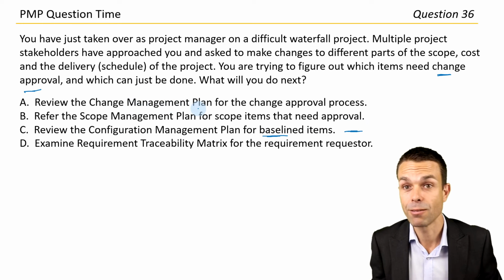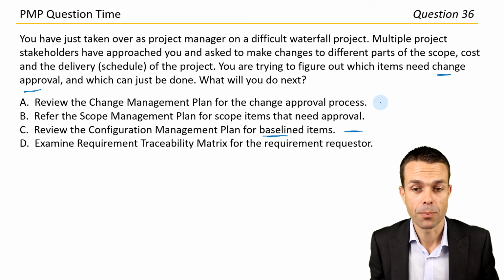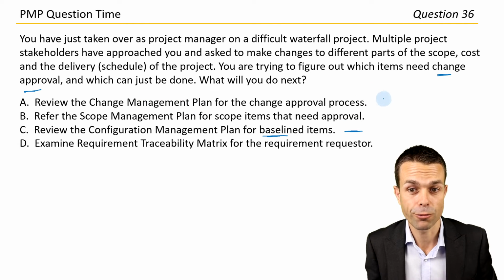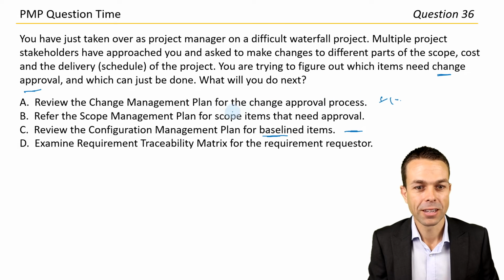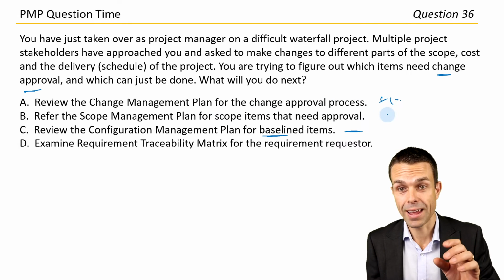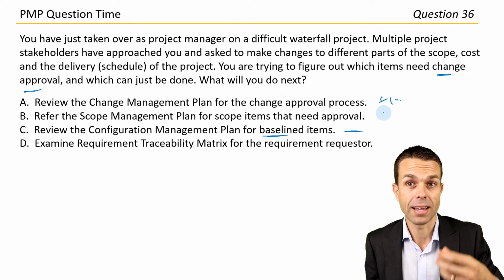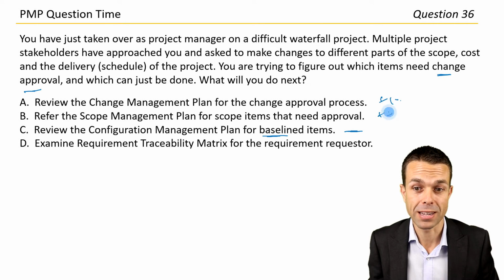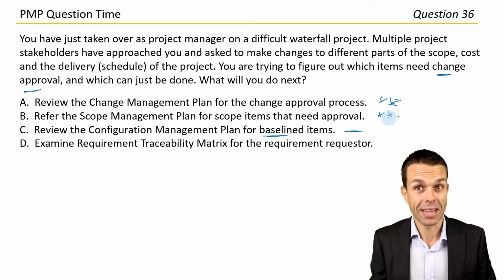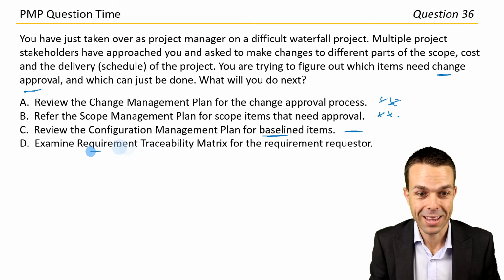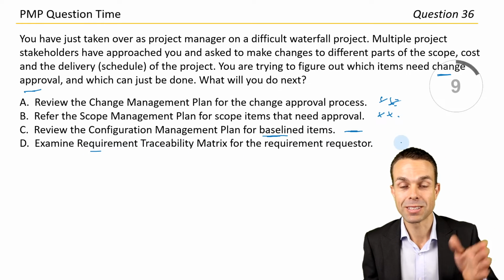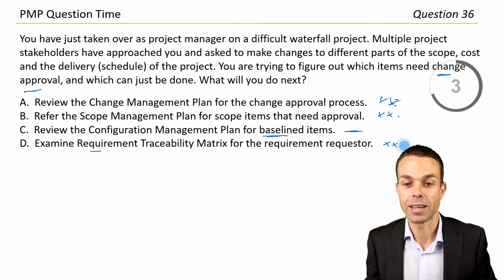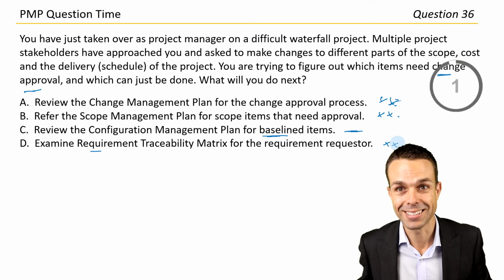Change management plan is for the change approval process. That's not relating to the items, that's for the process itself, so not quite, but a bit tricky. Scope management plan also looks at how scope will be gathered and managed and changed also, but again, not which items have been baselined and need to be configured. So again, a little bit tricky. Requirements traceability matrix is for our requirements, matching those up to the scope that we're going to be delivering. So again, pretty close, but I think our best answer is C.